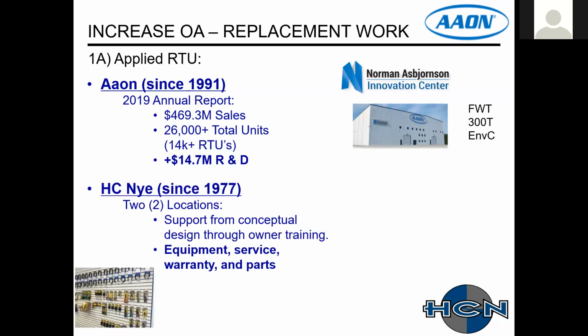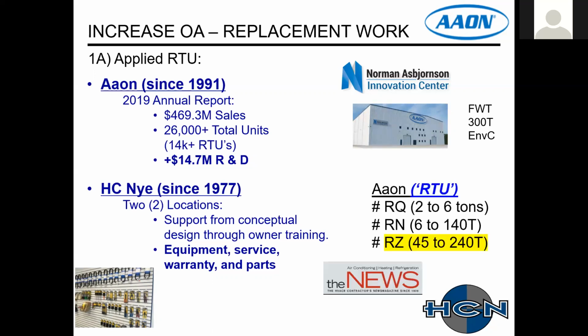And then also touting, HC&I has been around since 1977. We have 2 locations, and we're not just selling equipment and running, we're providing support from the conceptual design all the way through owner training. Once again, we're not just selling equipment, we also can provide service, warranty, and parts. We have 2 parts stores. There's a picture of the one here in King of Prussia. We do stock AAON parts, replacement parts, for the convenience of our customers.